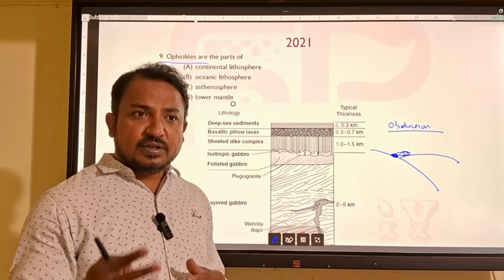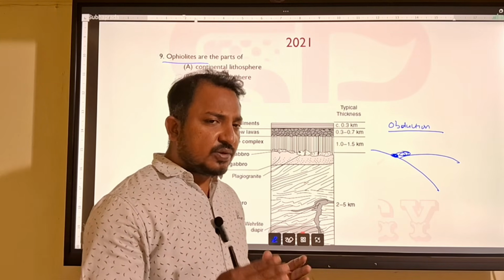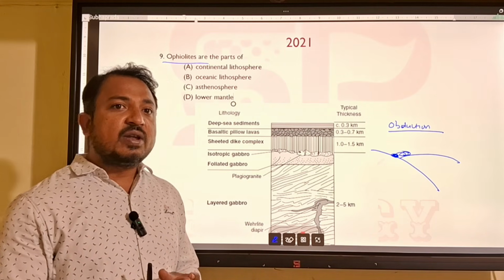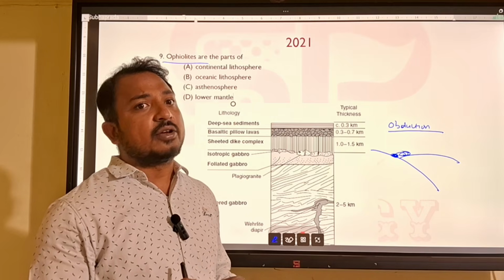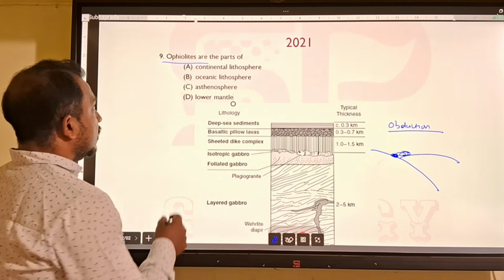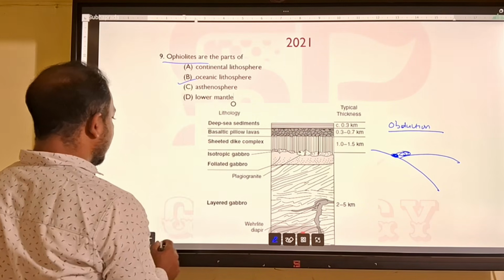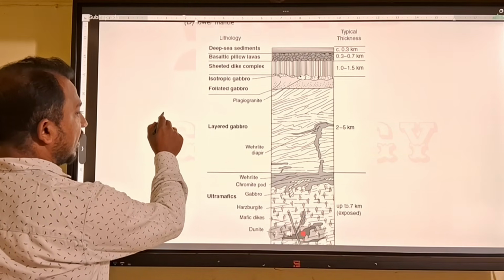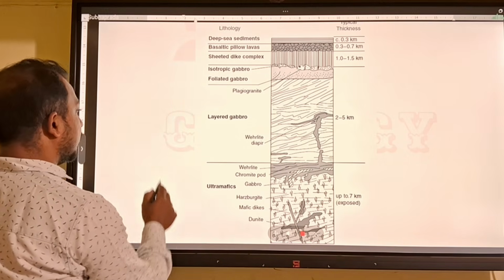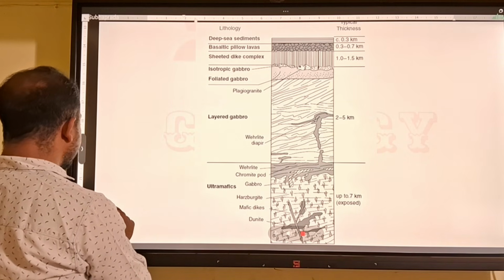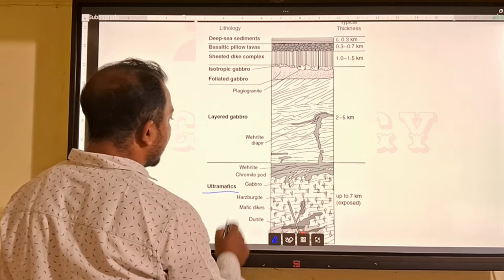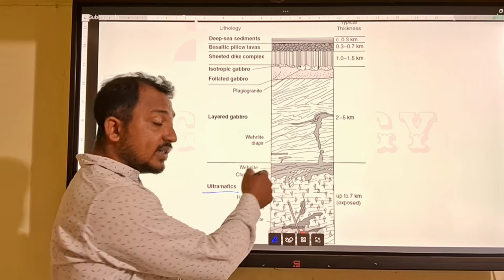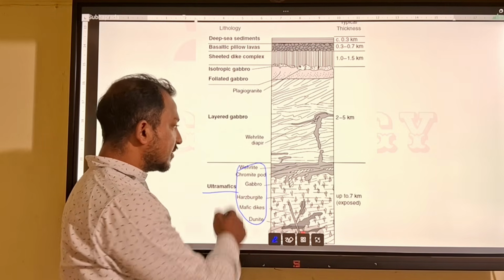So remember, ophiolite is a part of the oceanic crust preserved on the continental crust. You will find it in continental collision regions and in different parts. Ophiolite gives you information about the layers of the oceanic crust. Ophiolites are part of the oceanic lithosphere, and they always show a particular layering. It is very important for different exams, where the sequence of ophiolites is always asked. This is the sequence. First, at the base you will get ultramafic rocks like dunite, harzburgite, dikes. Then you will find chromites, wehrlite. All these are ultramafic rocks.